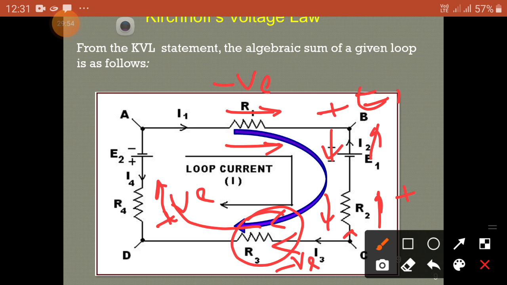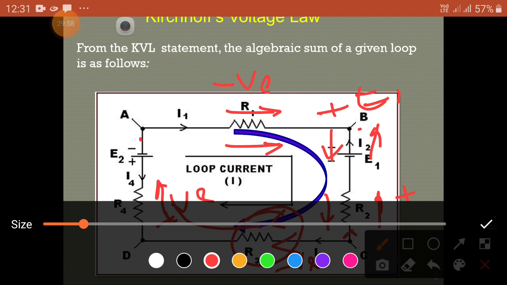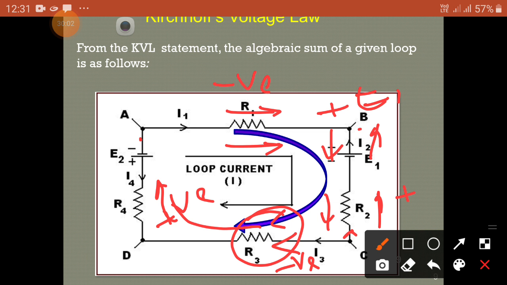What are the equations? From A to B, consider the loop. Here I am going to take the loop from A to B. What is the drop? Only one drop is taking place, and both are in the same direction, so minus I1. The current is the same, so you take I1 into R1 as the drop.